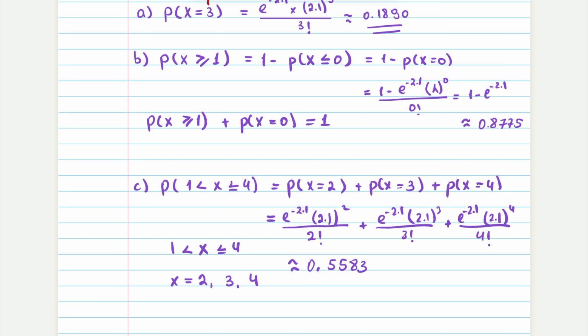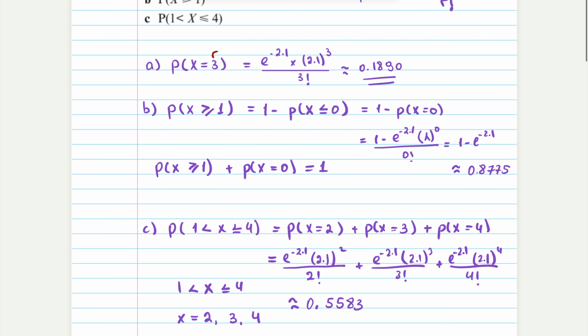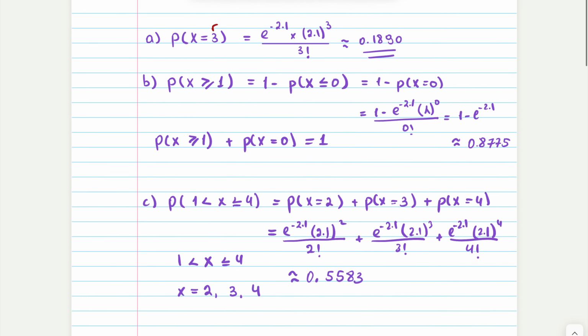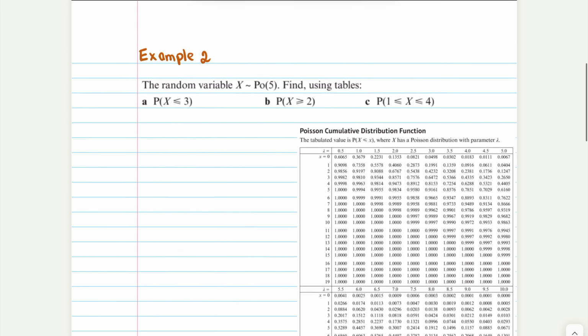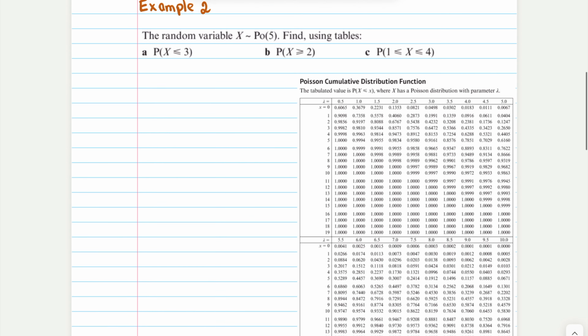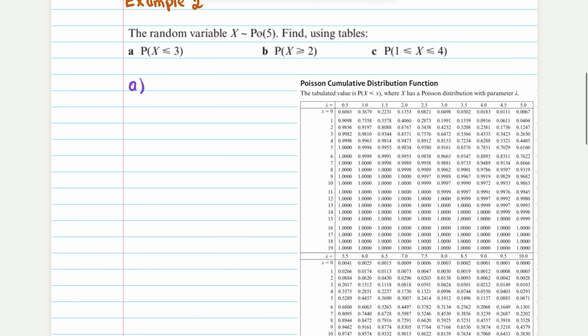Of course, that's not the best way to do that. Just like binomial cumulative distributions, Poisson also has a cumulative table. In the next example, we're going to solve this kind of problem, given with inequalities, using a cumulative table. Starting with the first one, in this example you're going to learn how to use the cumulative table. Here x has a Poisson distribution of 5, so we know that lambda is 5.